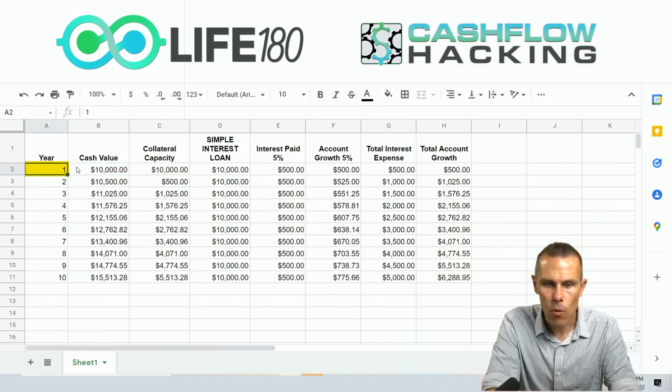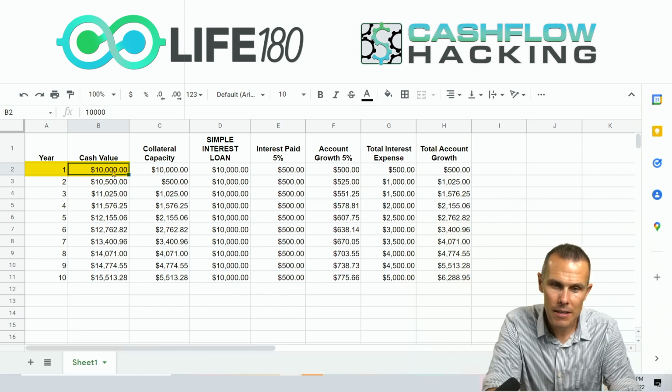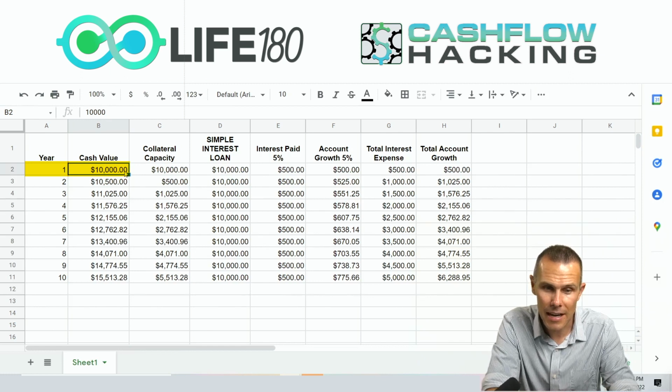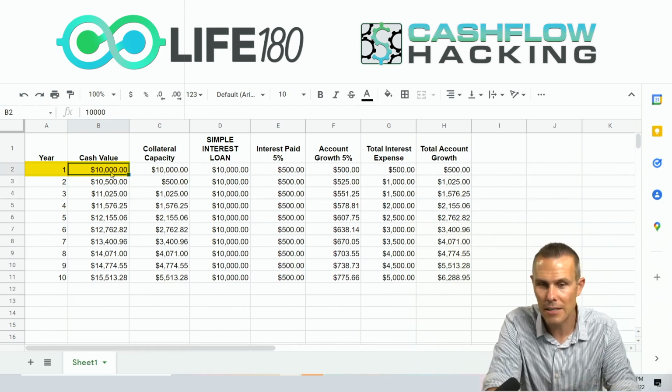You could see year one. Let's just say we have a $10,000 cash value. Now, this is not necessarily the premium you put into the policy. In year one, you may need to put $11,000 or $12,000 in, depending on how you have the policy designed, to have a net cash value and liquidity of about 10,000 bucks. This is just to teach the concept.